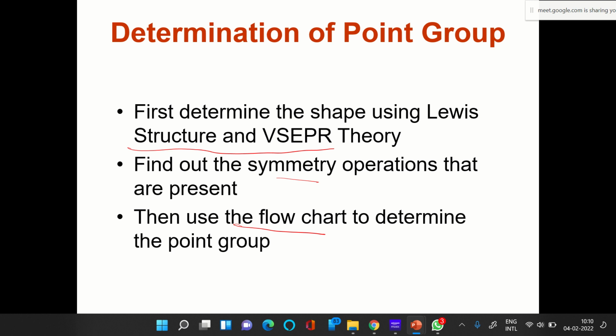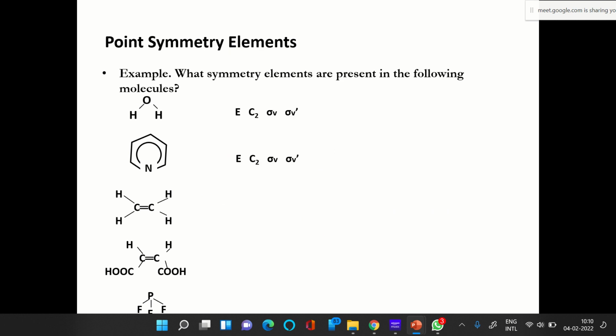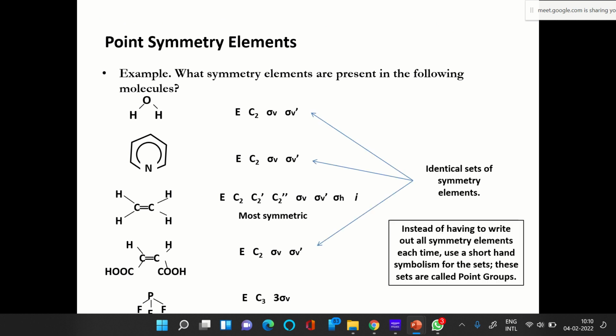Later on, with a little practice, you will realize that you don't even need the flowchart. You will see that the point group is determined very easily. So for example, identify what symmetry elements are present. Amongst these molecules you will find that 3 molecules have the same set of symmetry elements, and they belong to one point group, C2v.